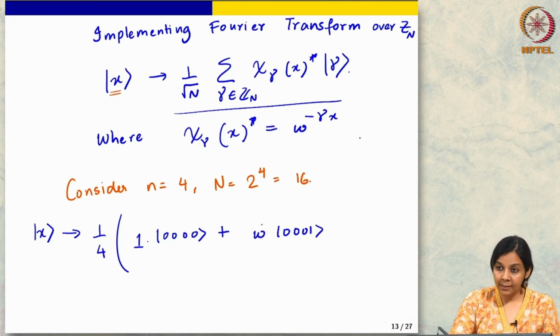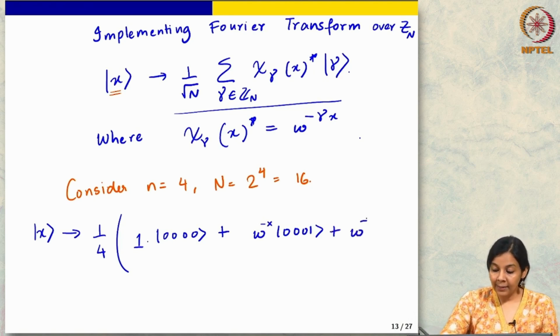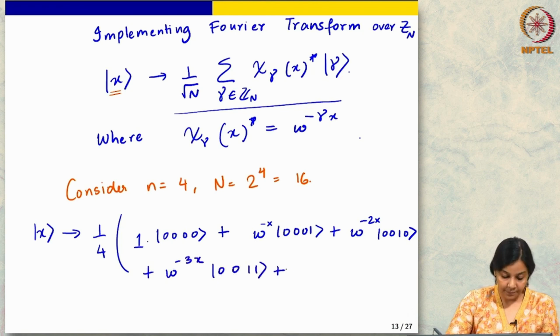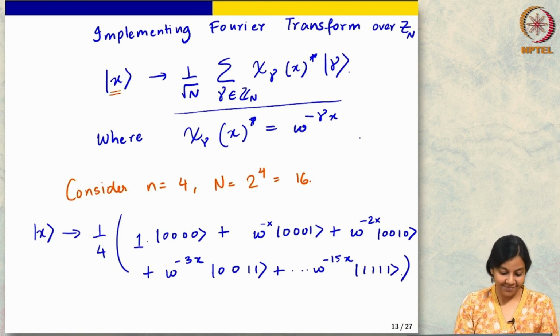Omega to the minus x. So, gamma here is 1, right. And then when gamma is 2, you will get this, plus omega to the minus 3x and so on. Okay. So, this is what we want. We want to go from x to this.